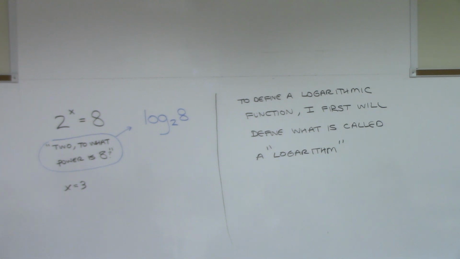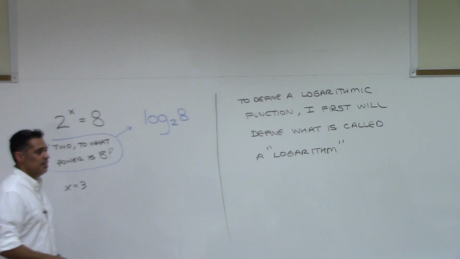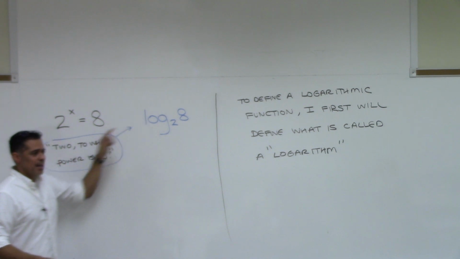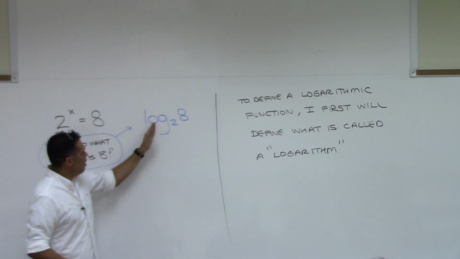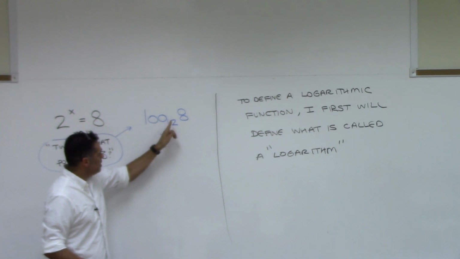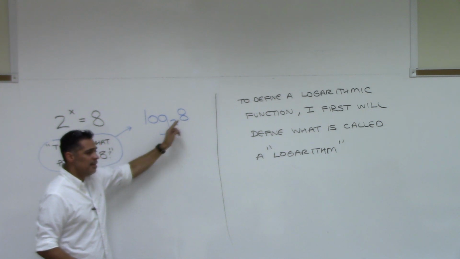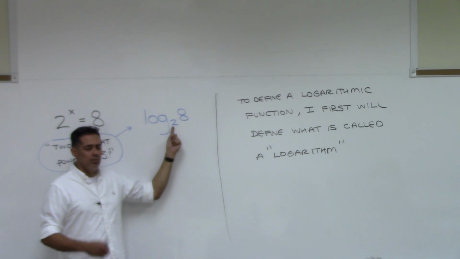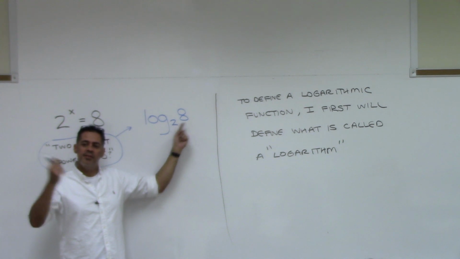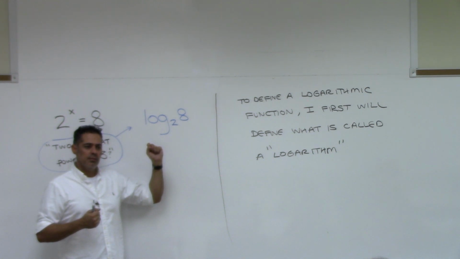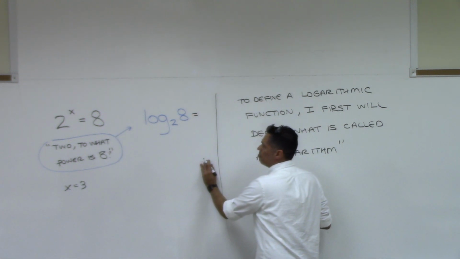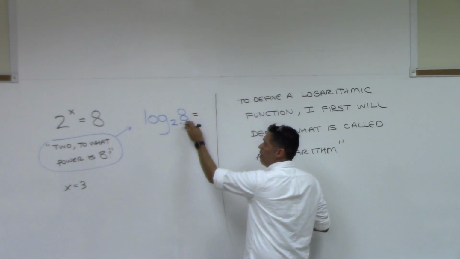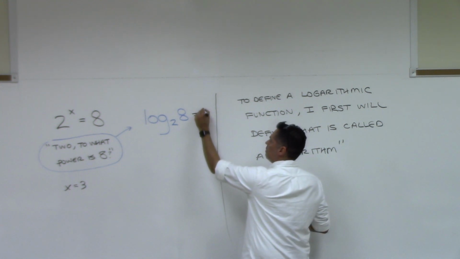At some point, this is going to be the notation we use. This right here means this question. So when you see log with the little base, this is called base 2, and then this is 8. What this is saying is, 2 to what power is 8? And then what's the answer? What is this? 2 to what power is 8? 3.